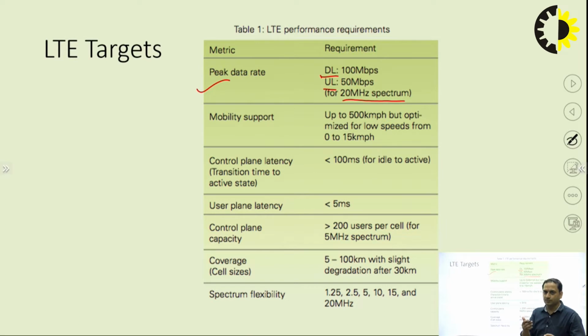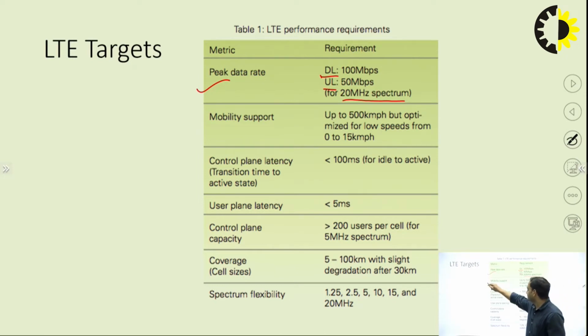So I hope that all of you are aware of uplink and downlink. Downlink is from the base station to the mobile phone, and the uplink is from the mobile phone to the base station. Okay, so this is the data rate, and this is the forward and reverse direction respectively.